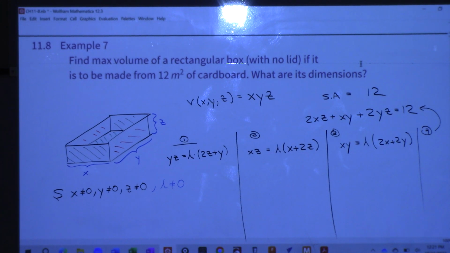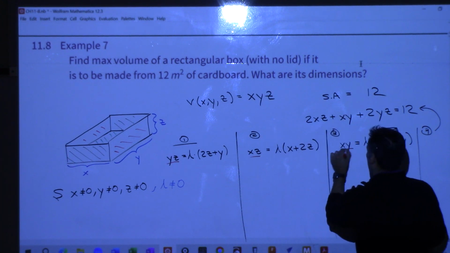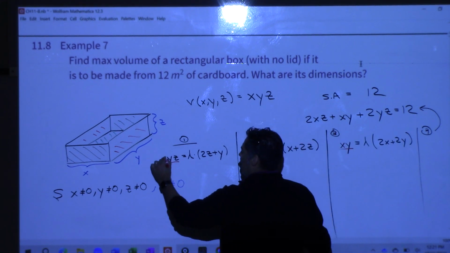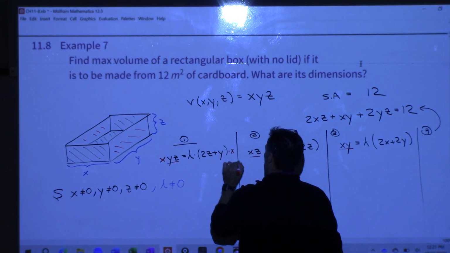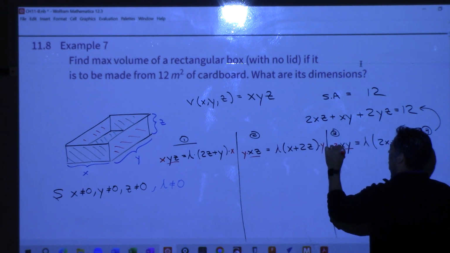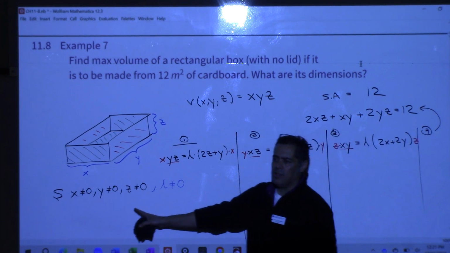Now I'm going to do something on this one that I didn't do on the last one because y'all didn't mention it. Check it out. Do you agree that this and this are pretty close to one another? They're all just missing a letter. So what I'm going to do here is multiply this side by x and this by x. This one I multiply by y, this by y. This one by z, and this one by z. Now, I can do that because x, y, and z are all not 0.